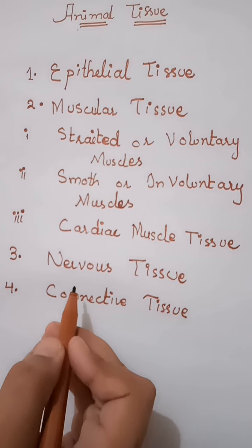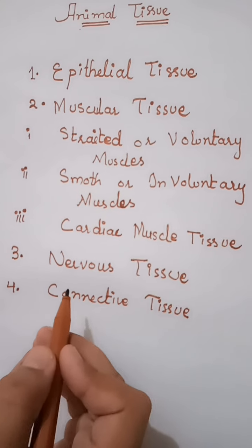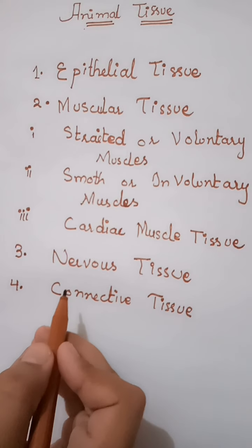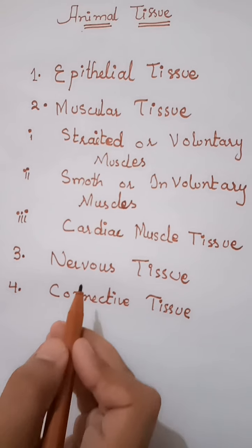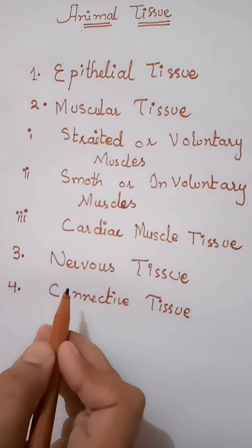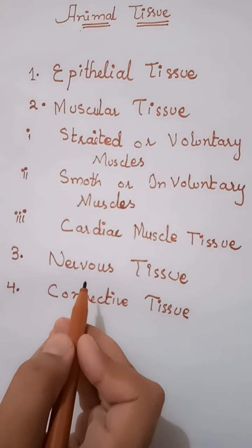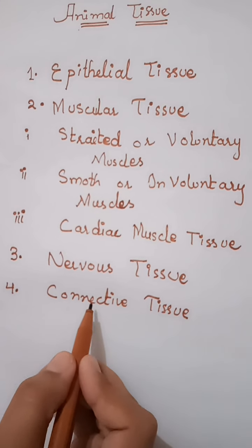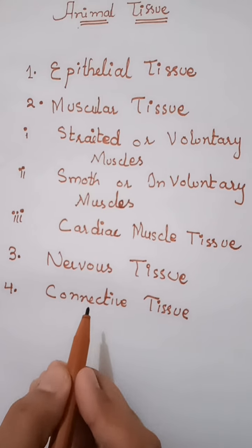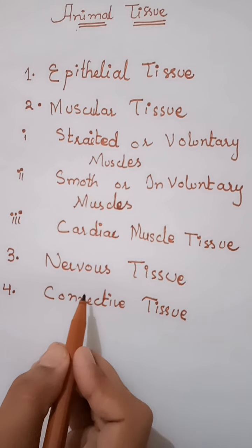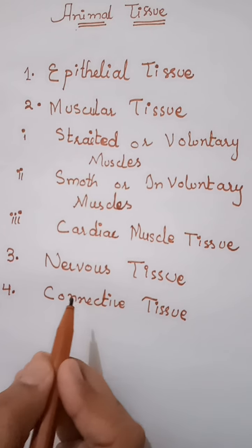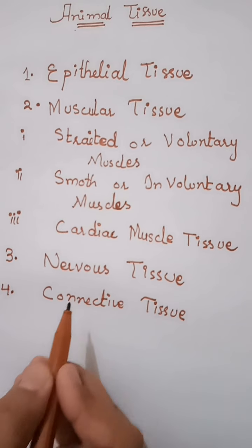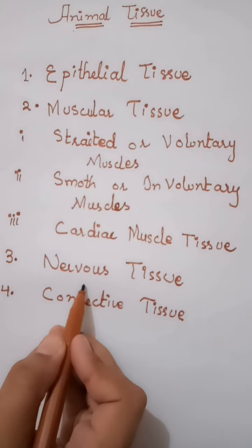The important connective tissues which are found in the body of an animal are areolar, bone, cartilage, tendon, ligament, and blood. The bone is hard due to the deposition of calcium, whereas cartilage is soft and flexible. Tendons bind a muscle to the bone, whereas the ligament keeps the bones together.